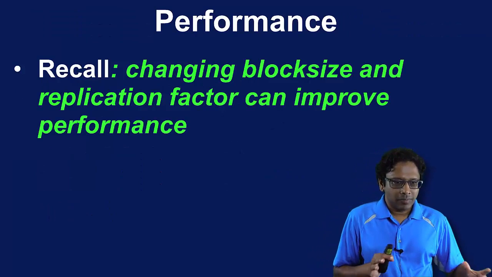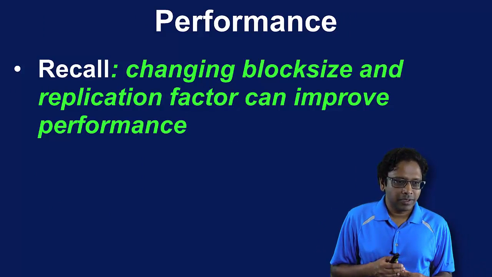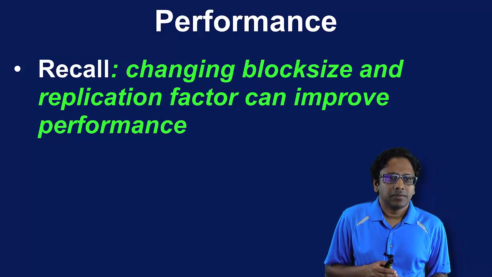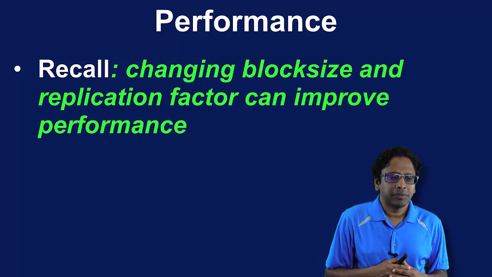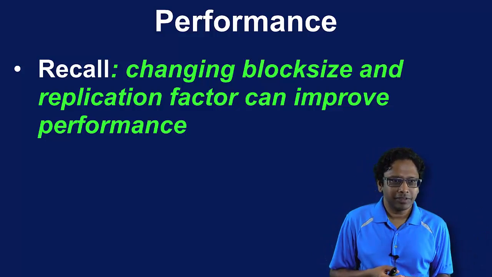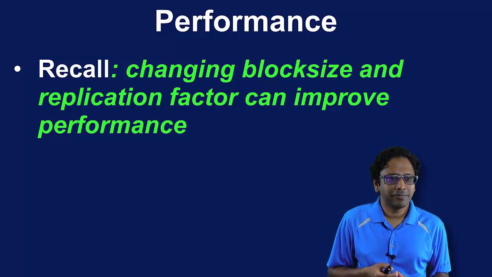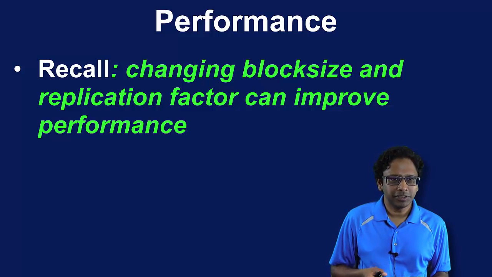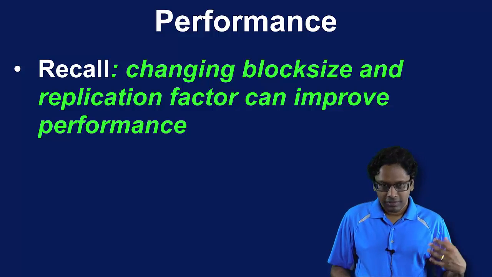So those are some of the robustness issues and how they are dealt with. Now we'll go back to the performance aspect and take one particular parameter. In this case, we're going to change the replication factor and see how that improves performance.